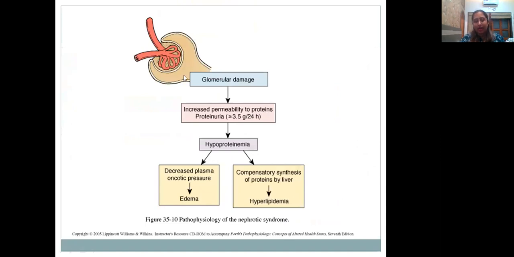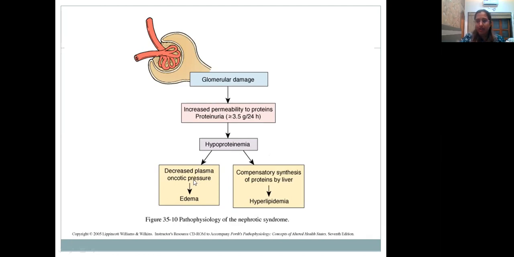So the entire pathophysiology of nephrotic syndrome begins from the damage to the glomerular basement membrane, or the damage to the filtration barrier. When there is glomerular damage, there is increased permeability to proteins, and therefore there will be loss of protein, or proteinuria, which occurs at more than 3.5 grams per 24 hours. Because of this, in the body there is going to be hypoproteinemia. And this hypoproteinemia is going to cause decreased plasma oncotic pressure.